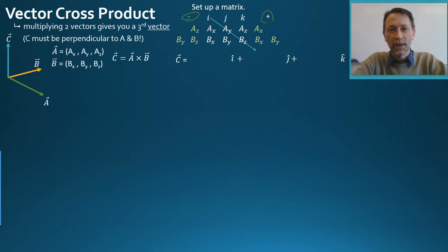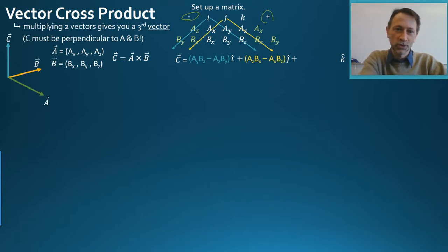So when I cross to the right, I'm going to have AY times BZ, positive. And if I cross to the left, I'm going to have AZ times BY, negative. Then I'm going to do the same thing for the J value, AZ times BX, AX times BZ, and the negative goes with the one that's crossing left. And then again, for my K value, I'm going to have AX BY minus AY BX, and that's how I would find the values of the X, Y, and Z of that C vector.